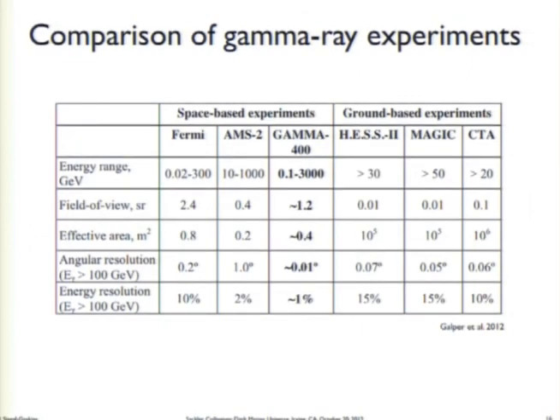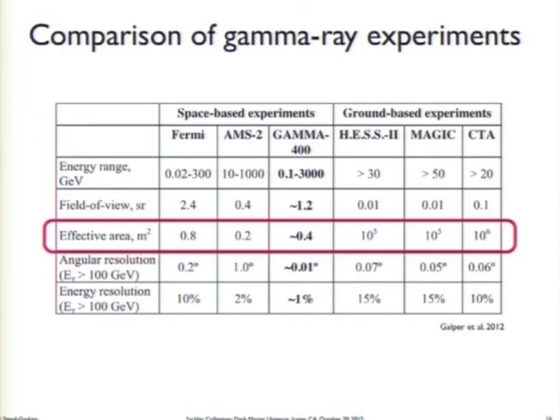This is a comparison of these gamma ray experiments. The only reason that Gamma 400 is in bold here is that I took this from the Gamma 400 paper. If you want to extrapolate anything about the optimism of those numbers, you can do that yourself. So I do want to highlight just a couple of the features here. As I already mentioned, effective area I think is very important. Again, this is the LAT. This is Gamma 400, about half of the LAT's effective area, and then CTA is way up here at 10 to the 6.